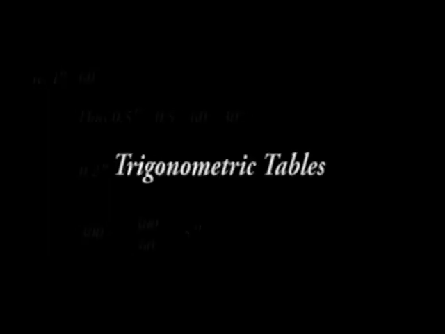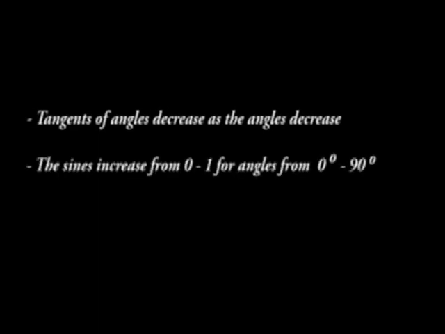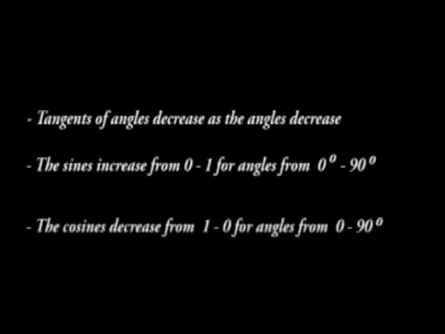Trigonometric tables. Special tables have been prepared for finding the ratios of angles from 0 to 90 degrees. Tangents of angles decrease as the angle decreases. The sines increase from 0 to 1 for angles from 0 to 90 degrees. The cosines decrease from 1 to 0 for angles from 0 to 90 degrees.